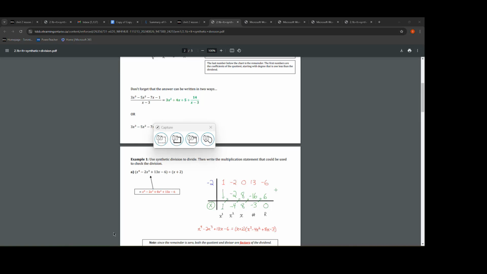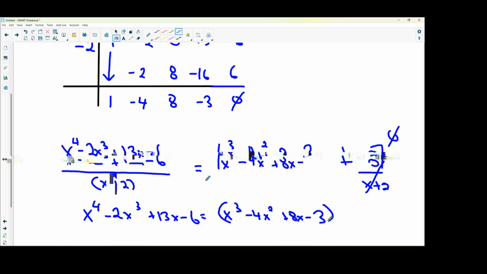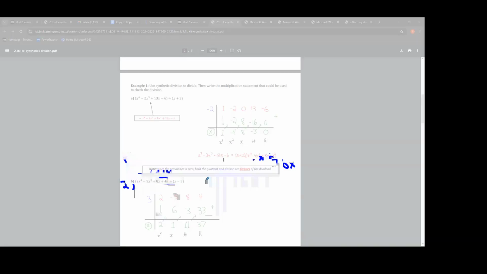So that's one way of writing it, and then the other way of writing it is obviously just rewriting everything, but multiplying every single term by the denominator. And these are the two different ways of writing your answer when you're dividing. So the two equations mean exactly the same. And that's synthetic division. We'll do another example.